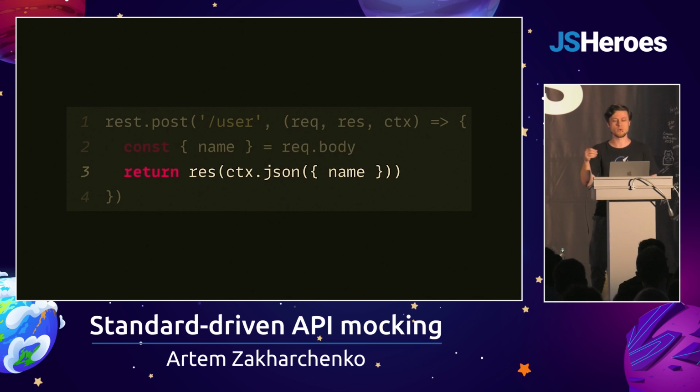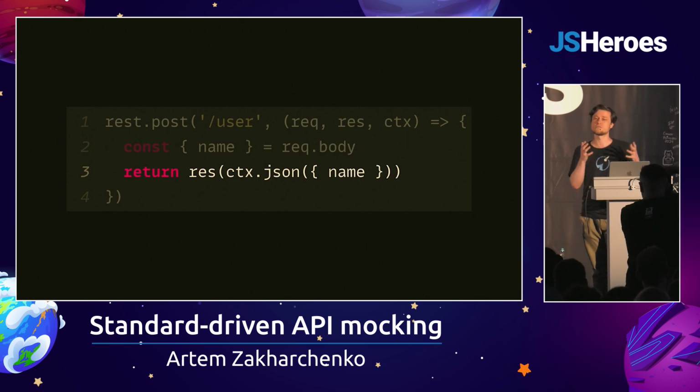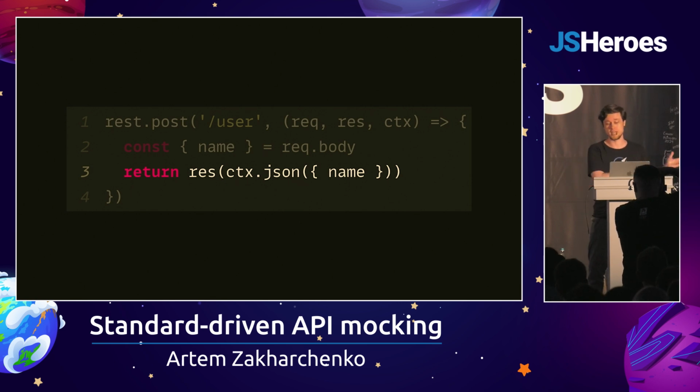And let's say for this handler, we want to return a mock response. So we call the response composition function, and we provide it with a bunch of utilities, that context. So in this case, we want the response body to be JSON with this particular name property.